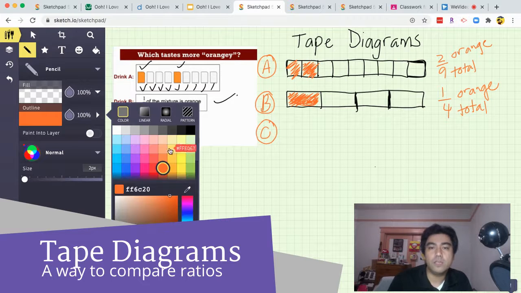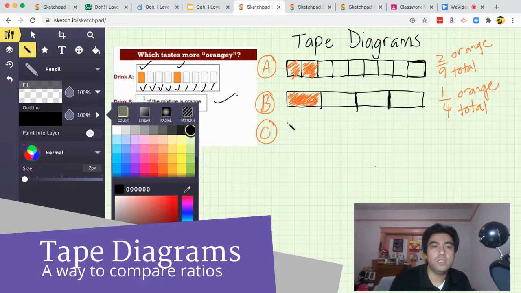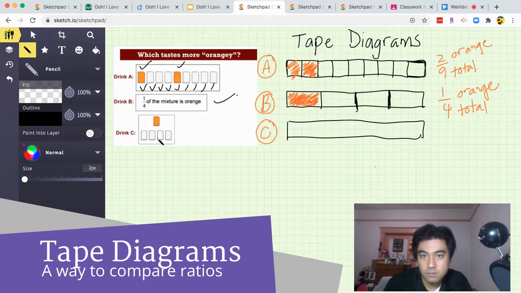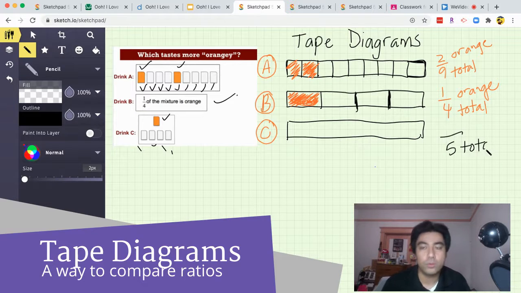Now we're going to take a look at drink C, and I'm going to draw the tape diagram for that as well. So in the tape diagram for this, again, the rectangle must be the same size as the other rectangles. And now I need 5 total pieces. Okay, cutting into 5s is a little tougher, but I'm going to try my best here.